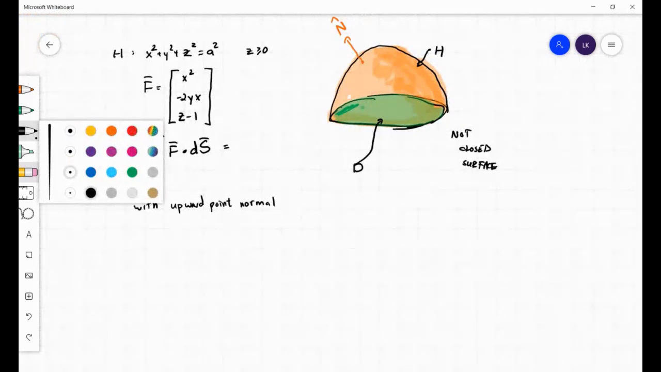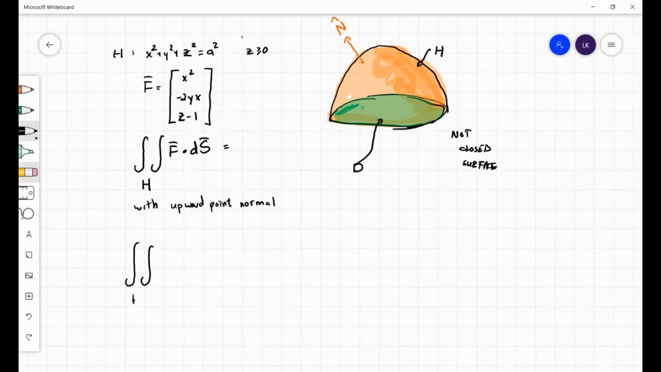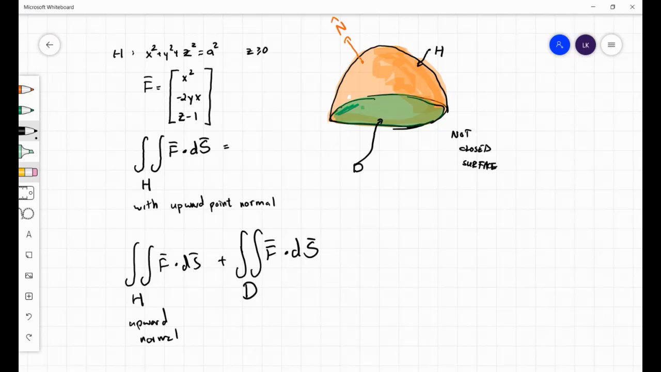So instead of doing our flux integral, let's do this one. It's the integral over the hemisphere of the upward pointing normal, plus the flux integral over the bottom disk, let's call it D. Here we have upward pointing normal. What about the normal for the bottom disk? Which direction would it have to point if we wanted to use divergence theorem? Outward, so down, right?